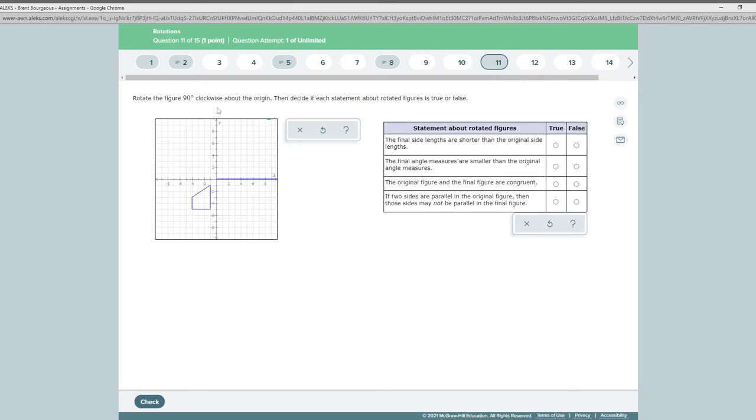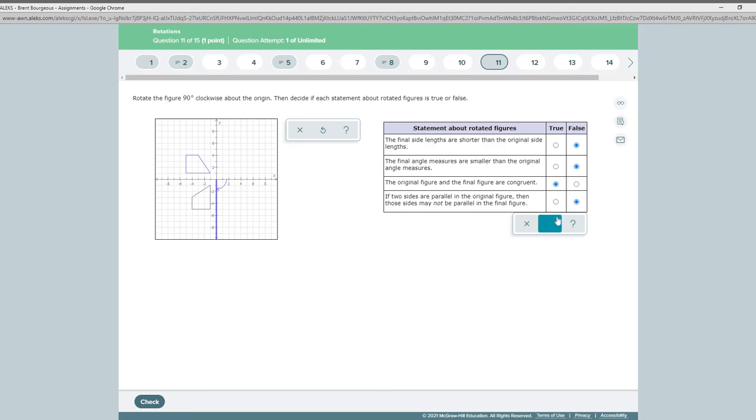Okay, so when you do some of these rotations, like this one, you're going to rotate it 90 degrees clockwise about the origin, and clockwise is this way, so that's a 90-degree clockwise rotation. Now we ask ourselves, is the final side length shorter than the original? No, that's a false statement. The final angle measures are smaller than the original angle measures. That's a false statement. The original figure and the final figure are congruent. That's a true statement. If two sides are parallel in the original figure, then those sides may not be parallel in the final figure. That would be a false statement.